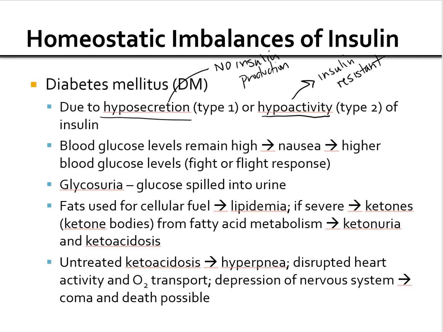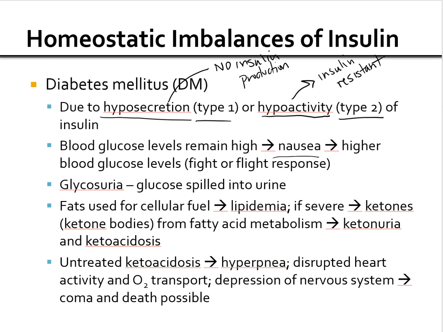typically associated with obesity. So as you gain weight, as you increase adipose tissue, for some reason, your cells become less responsive in the body to insulin. So type 2 can be corrected, type 1 cannot. Okay. So ultimately what happens in these cases is, regardless if you have type 1 or type 2, okay, your blood glucose levels remain high, okay, because there's no way of taking that glucose out of the bloodstream.